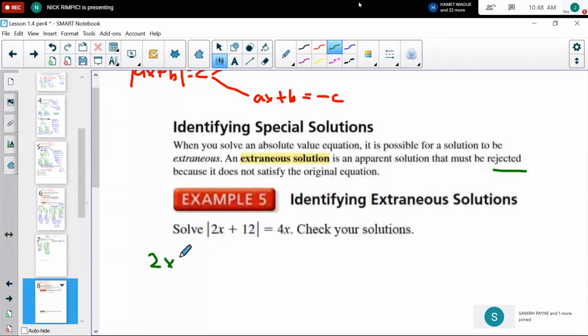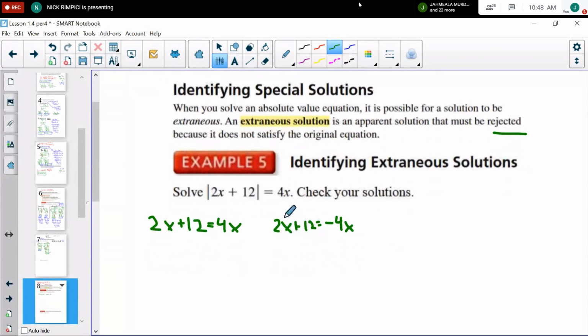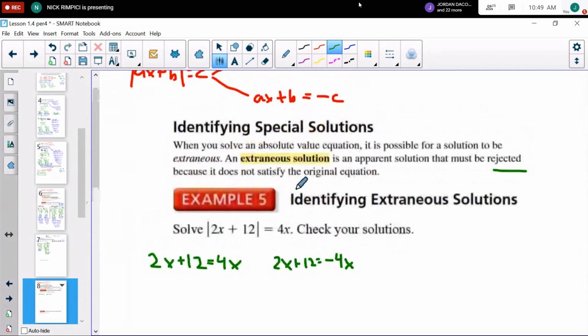I can say 2x + 12 = 4x, and I can also say 2x + 12 = -4x. Because I can make two statements, that's the way in which you get rid of absolute value. I have to make these two statements. Okay, so all I did, I kept the original one, and then for the alternative one, I changed the sign on the other side. I negated C. 4x is in the C position, so it's -4x.